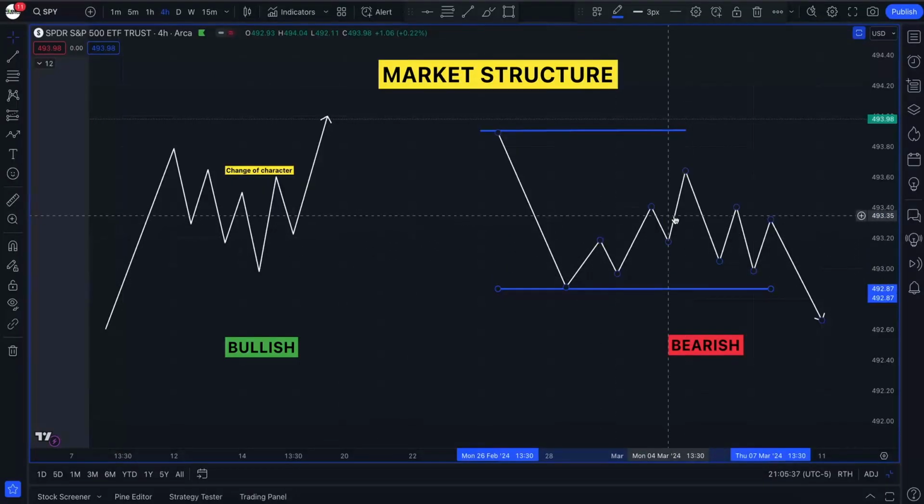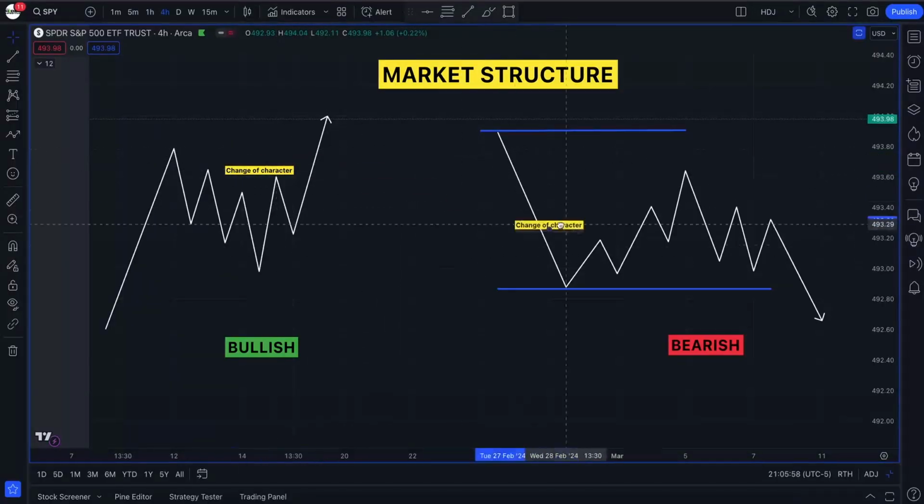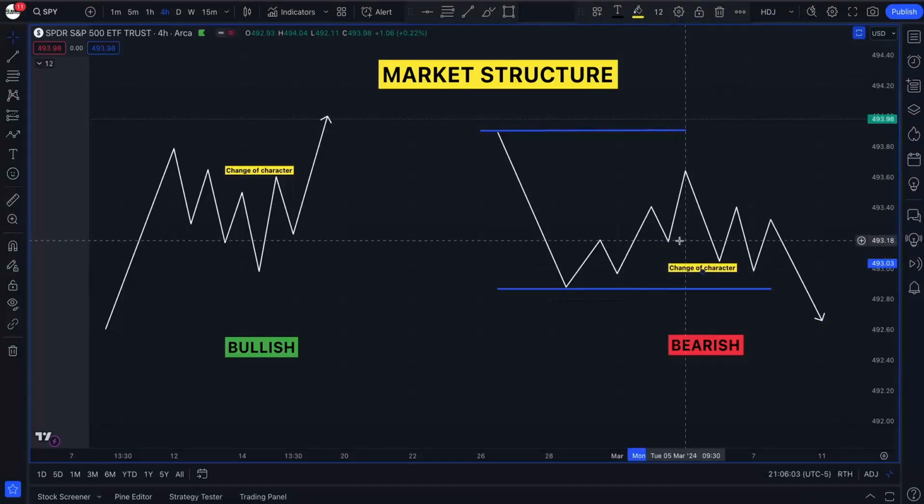But in actuality, we're not, because what happens next? We have a higher high, higher low, higher high, higher low, higher high. But then the next thing that happens is this. Change of character. Because this change of character is because of what? It's lower than the previous point from here to here. So now this is a change of character. Right here is our change of character.